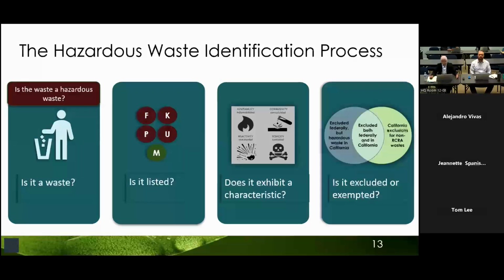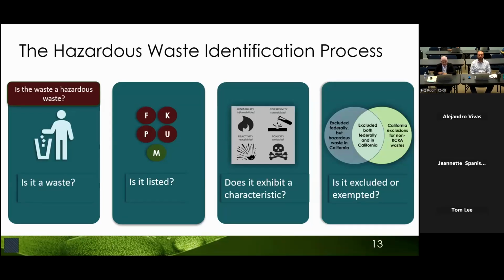As a quick recap, the hazardous waste identification process follows a set of questions. Is it a waste? And is it a hazardous waste? Now, for a waste to be hazardous waste, there are two ways that can happen. Either the waste can be on a list of hazardous waste, or the waste exhibits a characteristic. For listed hazardous waste, US EPA has established 4 lists, called F, K, P, and U, each covering different types of hazardous waste.